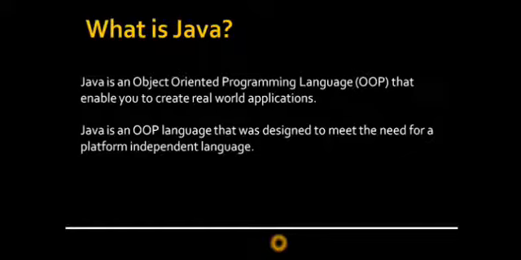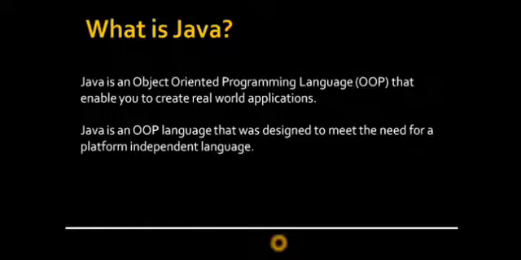So applications that make it look as if it is an object happening in real life. Java helps you to write applications in such form. Java is also an OOP. OOP means object-oriented programming language, which was designed to meet the need for a platform independent language.